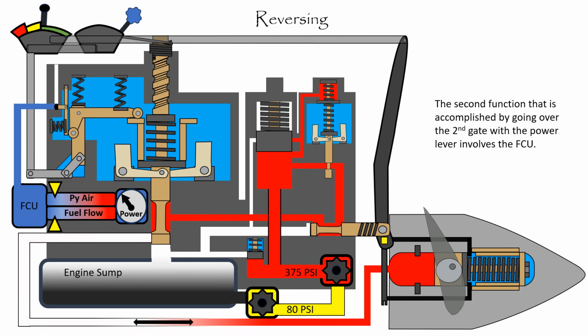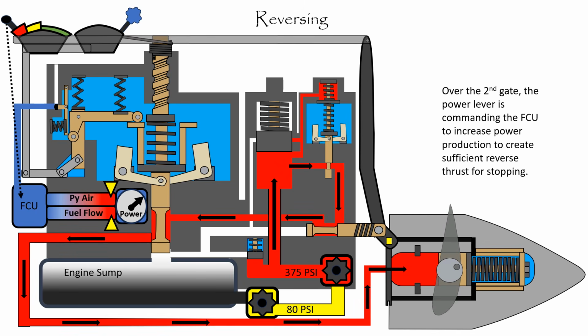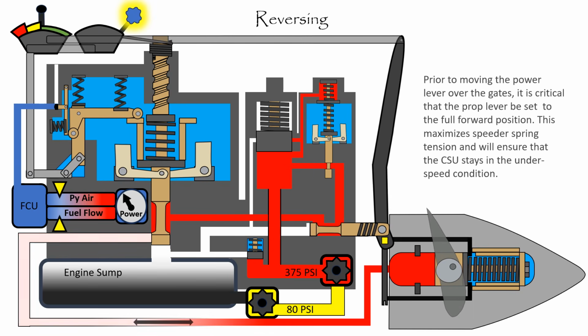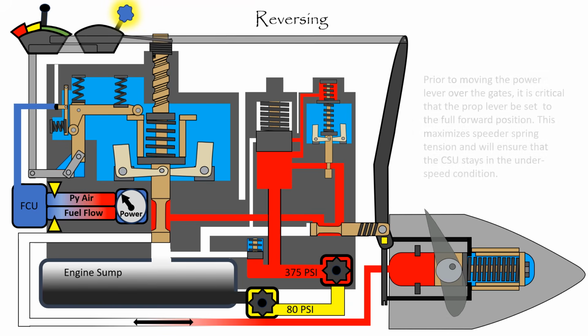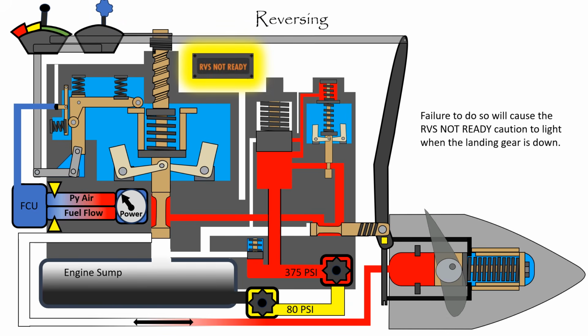The second function that is accomplished by going over the second gate with the power lever involves the fuel control unit. Over the second gate, the power lever is commanding the fuel control unit to increase power production to create sufficient reversing thrust for stopping. Prior to moving the power lever over the gates, it is critical that the prop lever be set to the full forward position. This maximizes speeder spring tension and will ensure that the constant speed unit stays in the underspeed condition. Failure to do so will cause the reverse not ready caution light when the landing gear is down.